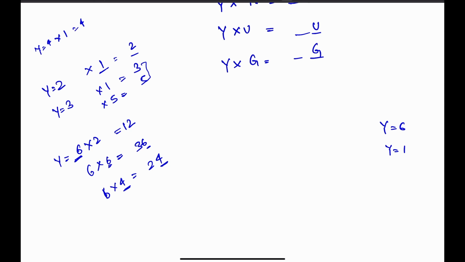And there is nothing. Y equal to 5, so y equal to 5 also not possible. Y into 6, 6 already taken. Example, y equal to 7. 7 into 1, 7. 7 into 5, 35.